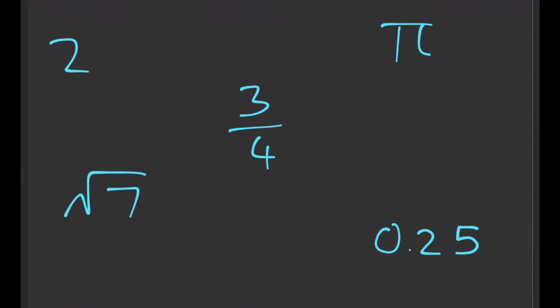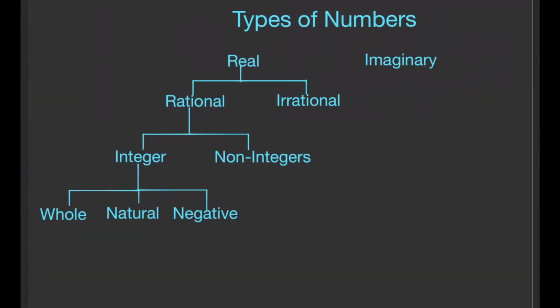In this video, we're going to be looking at types of numbers. In maths, numbers can be categorized into particular types. We're familiar with seeing numbers such as 2, pi, fractions, decimals, and surds or square roots. But in this video, what I'm going to show you is how they are all related and what type of numbers they are. So let's have a look at this tree diagram.